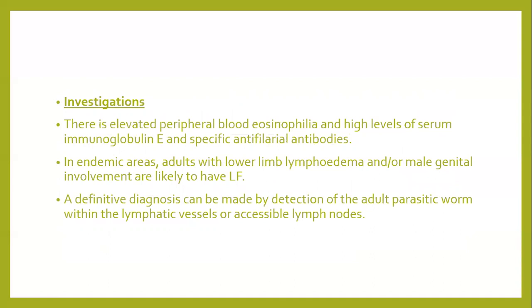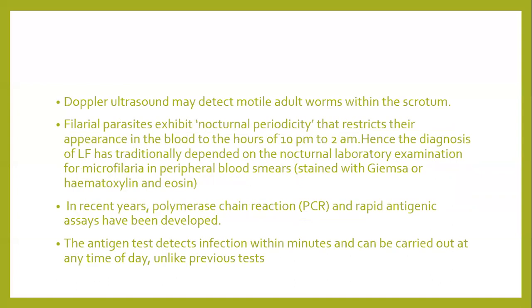Investigation: there is elevated blood eosinophilia and a high level of serum immunoglobulin E and specific anti-filarial antibodies. In endemic areas, adults with lower limb lymphedema or male genital involvement are most likely to be suffering from lymphatic filariasis. A definitive diagnosis is made by detection of adult parasitic worms within the lymphatic vessels or accessible lymph nodes. Doppler ultrasound may detect motile adult worms within the scrotum.